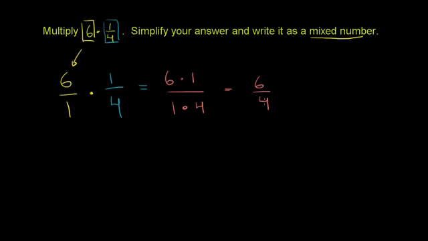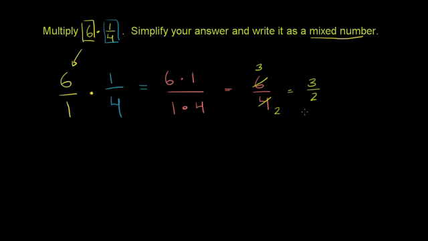You immediately see 6 and 4 are both divisible by 2. So let's divide them both by 2. If you divide 6 by 2, you get 3. You divide 4 by 2, you get 2. So this is equal to 3/2. It's still written as an improper fraction.